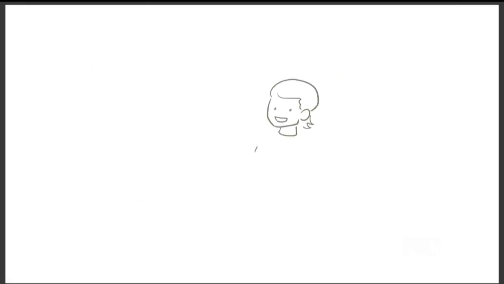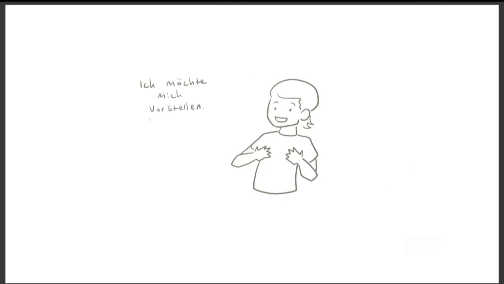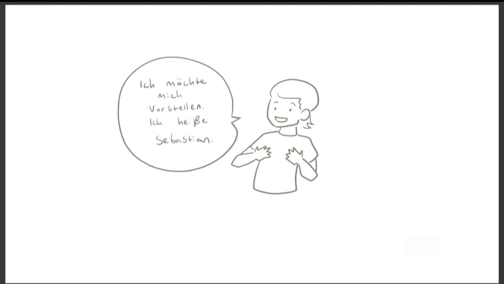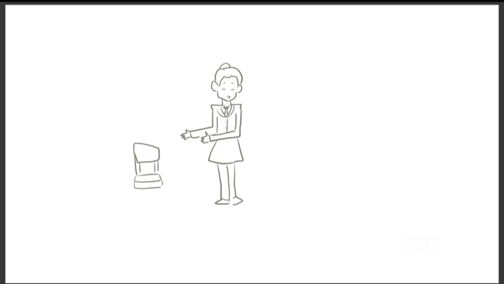We see them used to describe very concrete actions. Zum Beispiel, ich möchte mich vorstellen. Ich heiße Sebastian. Or, setzen Sie sich.